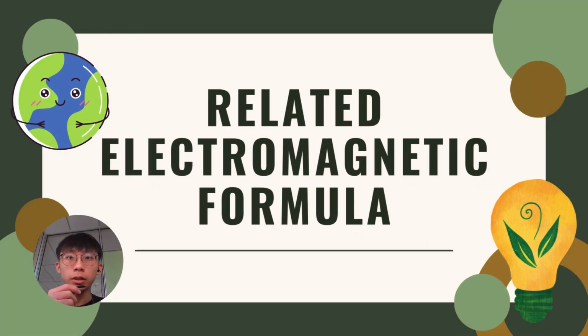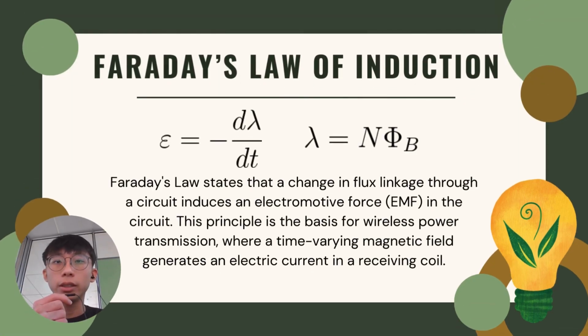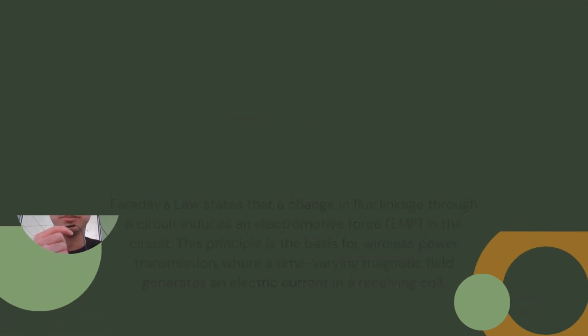Now I'll be explaining some of the electromagnetic formulas that are related to our project. Faraday's law of induction states that electromotive force is induced due to the presence of changing flux linkage within some period of time. The flux linkage is also equal to the number of turns of the coil times the magnetic flux. Faraday's law occurs in our experiment at the receiver of the wireless power transmission. Whenever there is a change in magnetic flux from the transmitter, an induced electromotive force will be produced at the receiver if we put both coils close together, thus powering the LED.